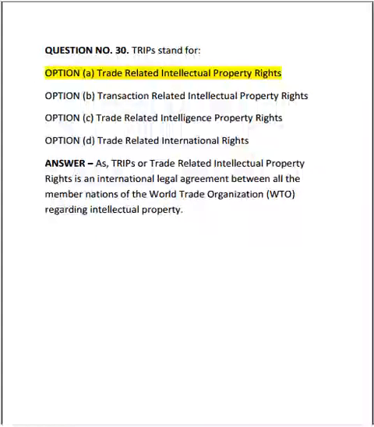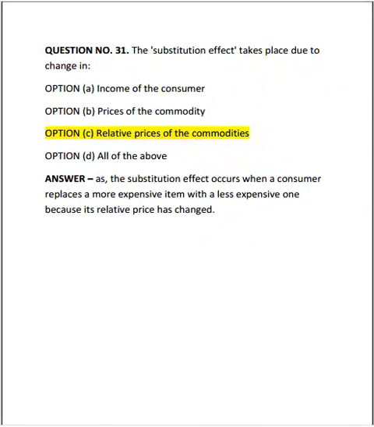Question No. 30. TRIPS stands for. Option A. Trade-related intellectual property rights. Option B. Transaction-related intellectual property rights. Option C. Trade-related intelligence property rights. Option D. Trade-related international rights. Answer: A, as TRIPS or Trade-Related Intellectual Property Rights is an international legal agreement between all the member nations of the World Trade Organization, WTO, regarding intellectual property.